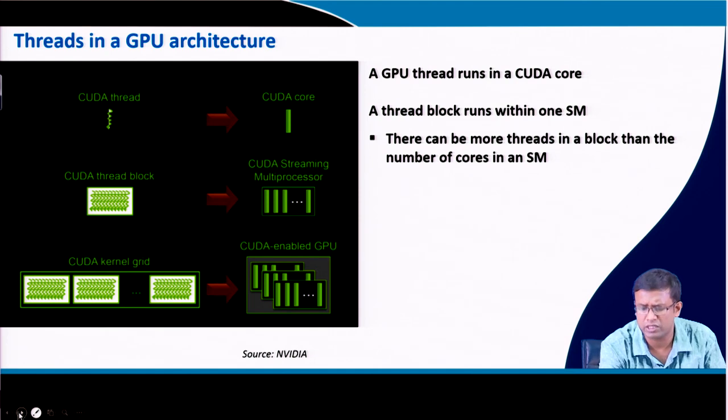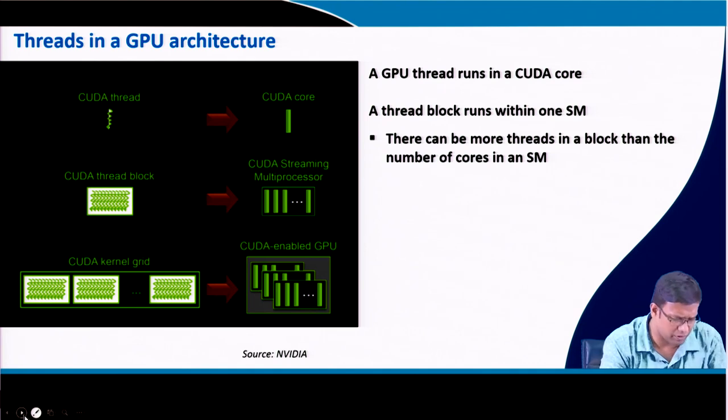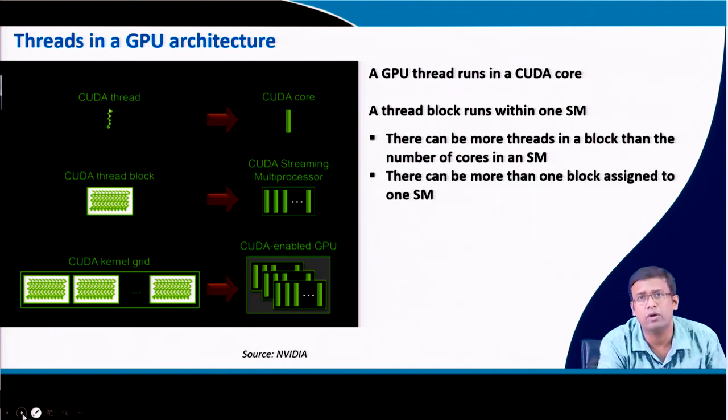There can be more threads in a block than the number of cores in a streaming multiprocessor. Of course, we talk about launching more threads than the total number of cores. Therefore, more threads will be in a block. But also there are 80 streaming multiprocessors available, and we can launch a much larger number of blocks. We have seen that this is 2 to the power 31 minus 1 in one direction. So, we can launch a large number of blocks. Therefore, more than one block can be assigned to one streaming multiprocessor. One SM can get more than one block.